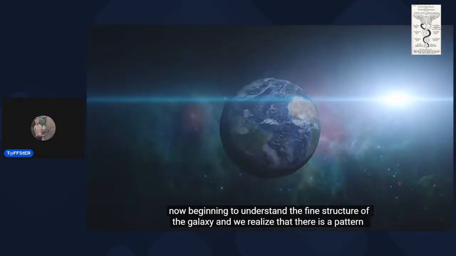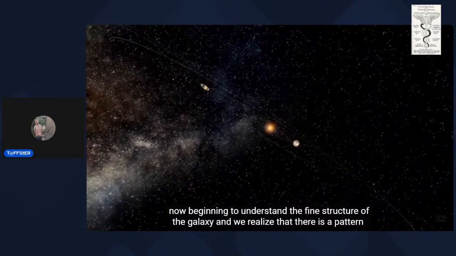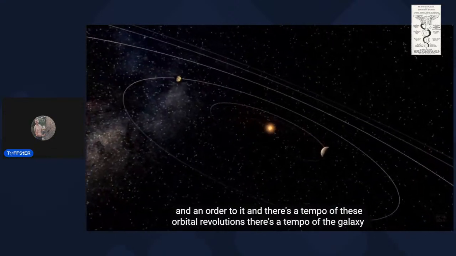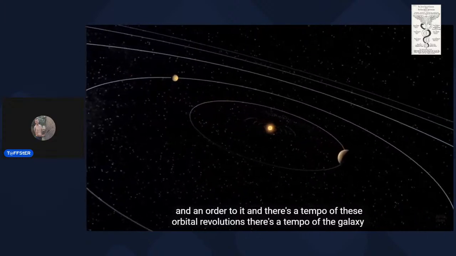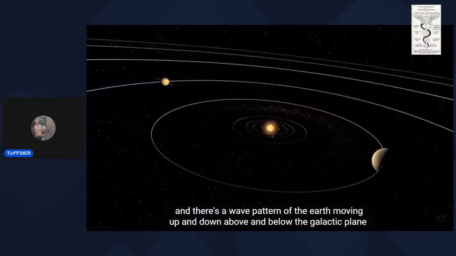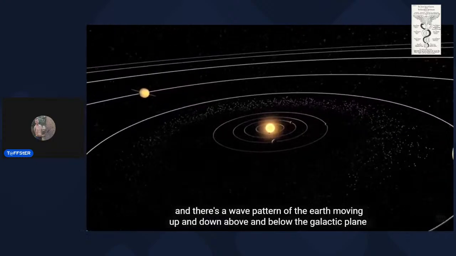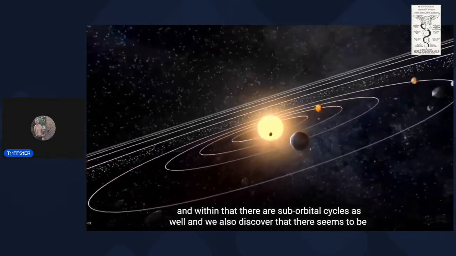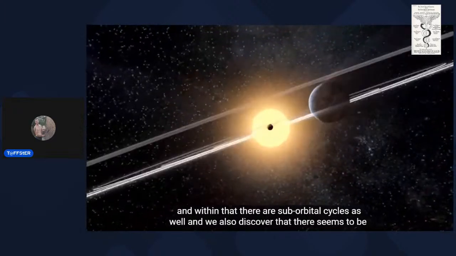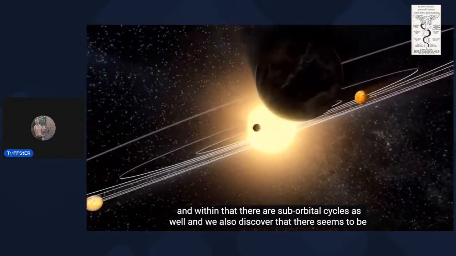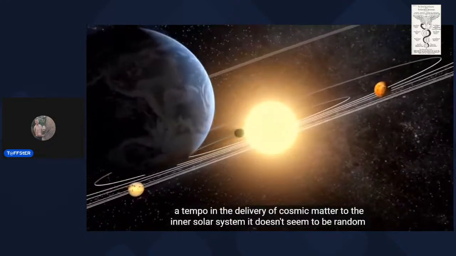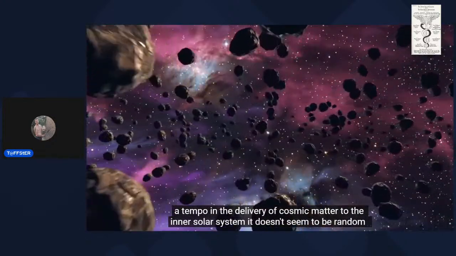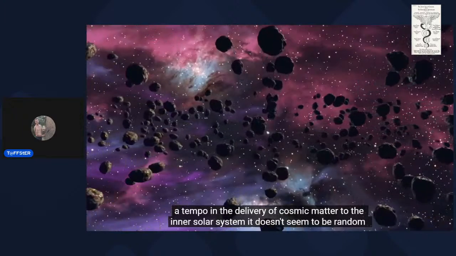And we're now beginning to understand the fine structure of the galaxy, and we realize that there is a pattern and an order to it. And there's a tempo of these orbital revolutions. There's a tempo of the galaxy. And there's a wave pattern of the Earth moving up and down, above and below the galactic plane. And within that, there are suborbital cycles as well. And we also discover that there seems to be a tempo in the delivery of cosmic matter to the inner solar system. It doesn't seem to be random.